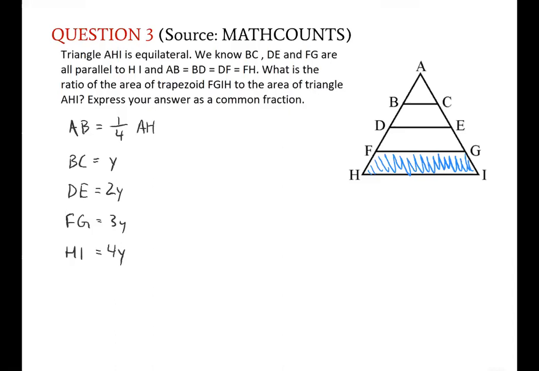So now we can use this. Well, actually, let me draw the height first. We know that the heights are all equal, like from this line, this line, this line, this line, they're all equal. So we're going to call them x.